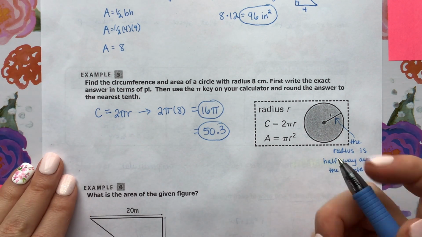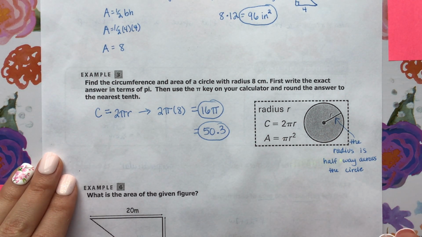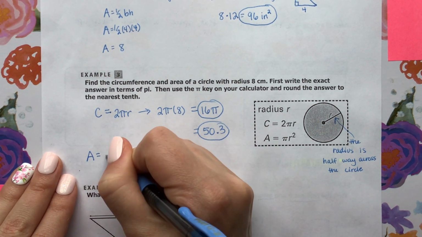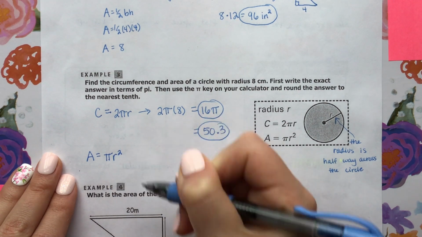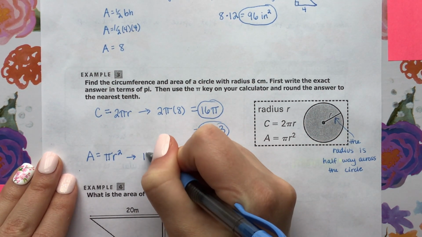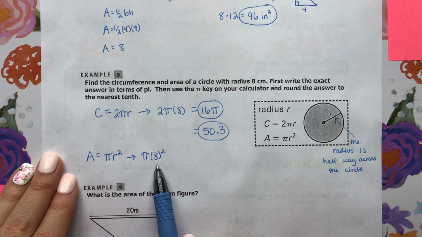Now we need to take care of the area, but we're just using this second formula, and we're going to apply our knowledge the same way. So the area is equal to pi r squared. Well, let's substitute that in. So we have pi times 8 squared. It's not the pi and the 8 that's squared, it's only the 8.